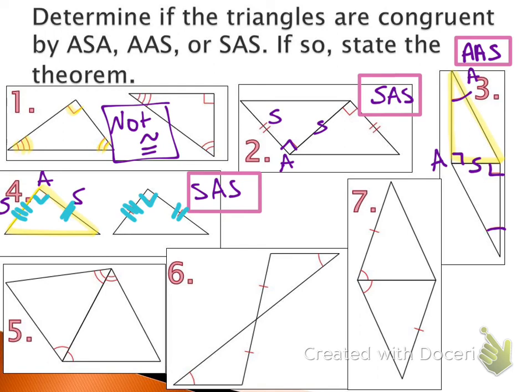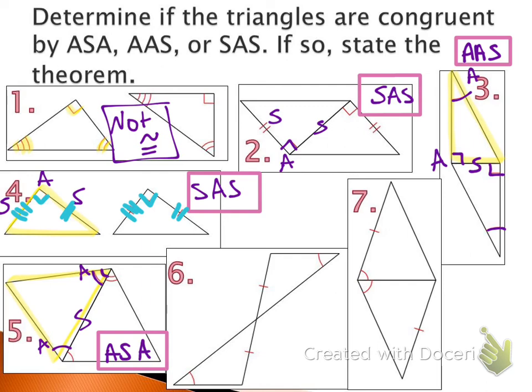That's good. There's not 2 sides. All right, number 5. What's marked congruent? Angles, right? We got 2 angles. What else is understood? Side. Is the side in the middle of them? Yes, so that is angle, side, angle.